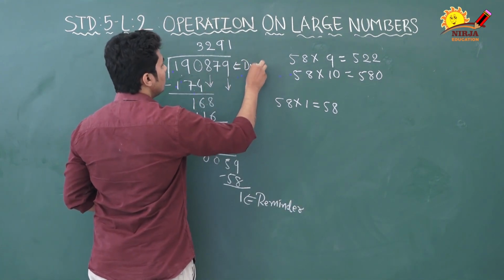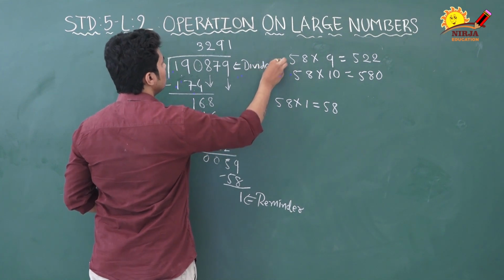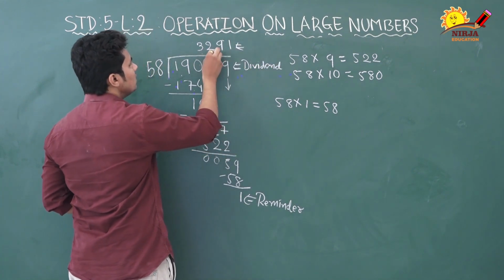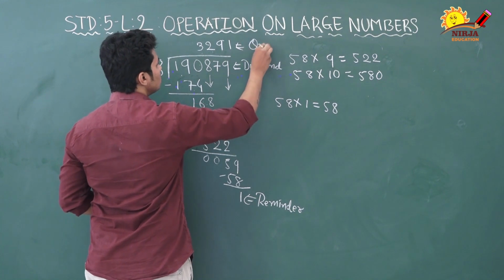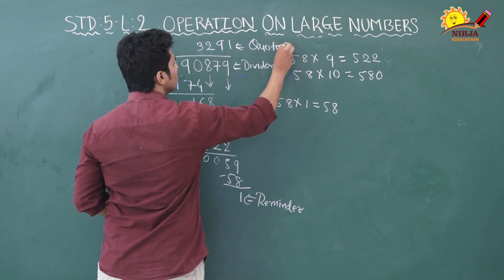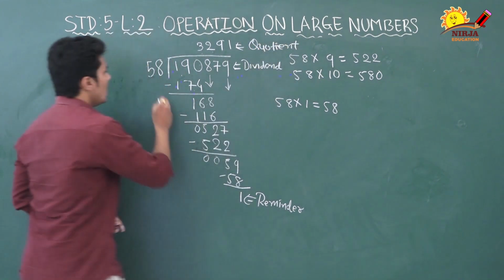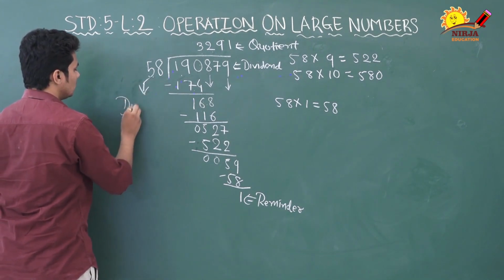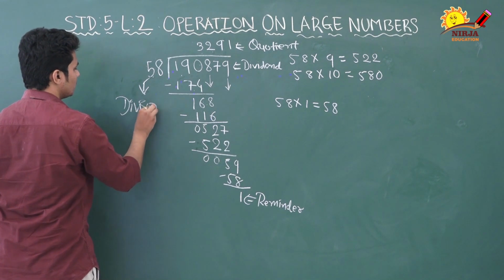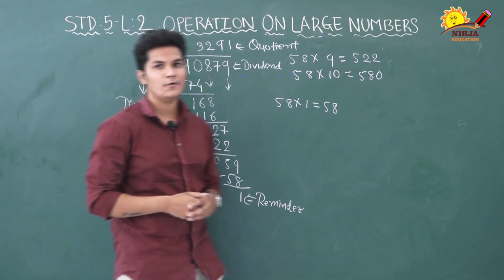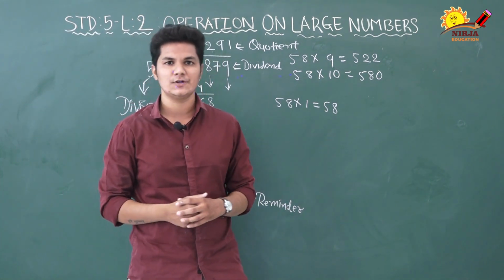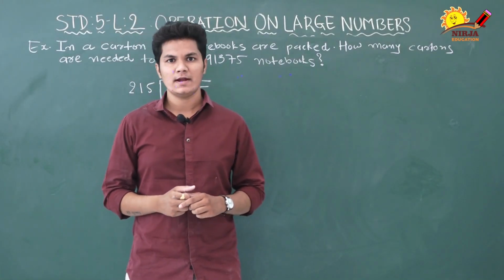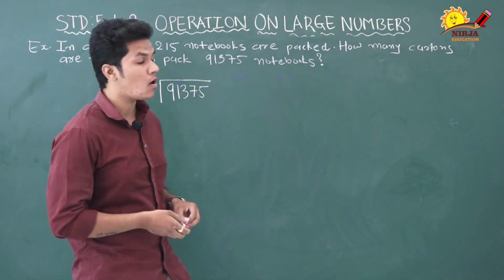1,90,879 is the dividend, 3,291 is the quotient, and 58 is the divisor. So this is how you can do division of large numbers. Okay students, so now let's solve a word problem on division.